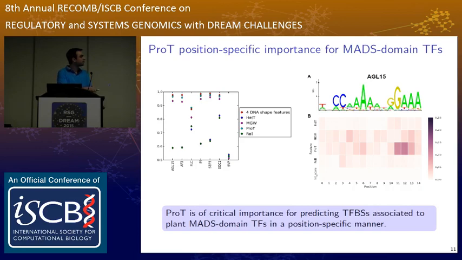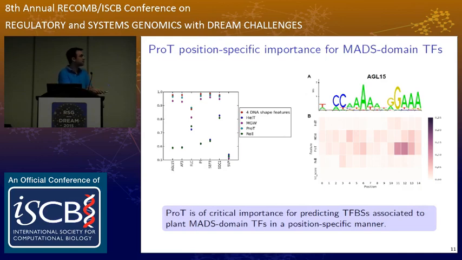And then when we look at the importance of each one of the features, depending also on the position within the transcription factor binding site, here you have the AGL15 example. You have the heat map showing the feature importance that you can derive directly from the models.